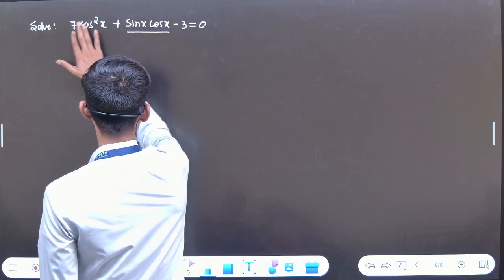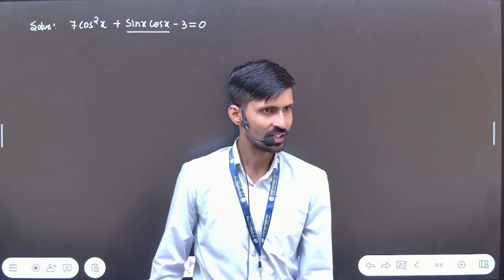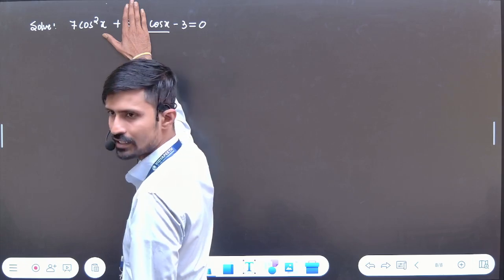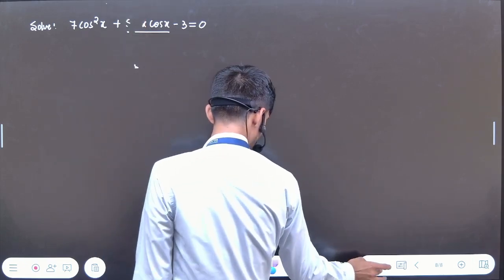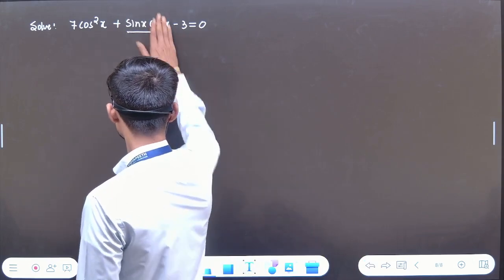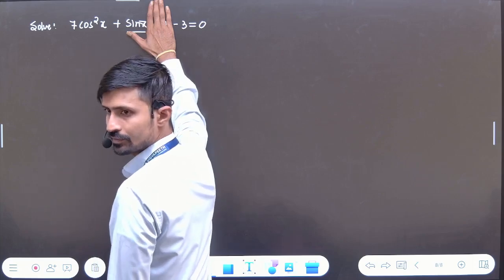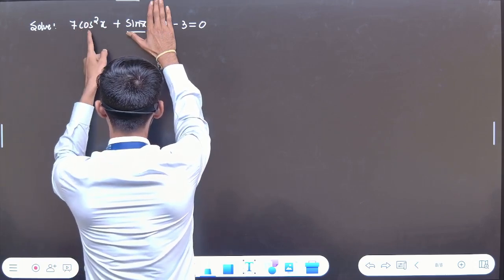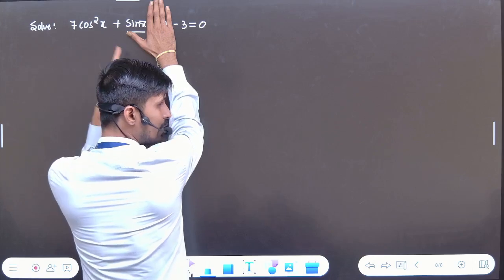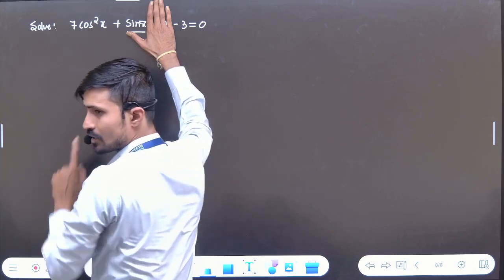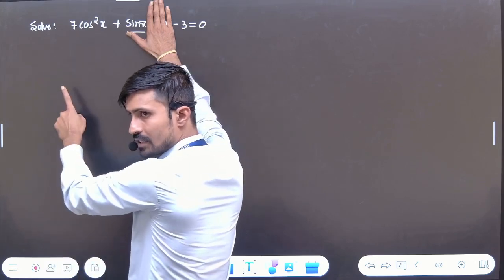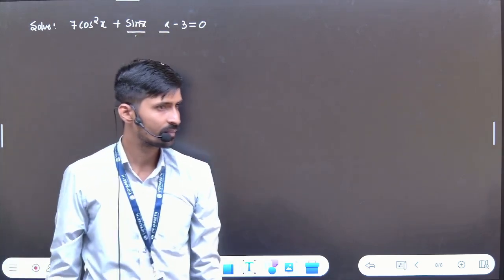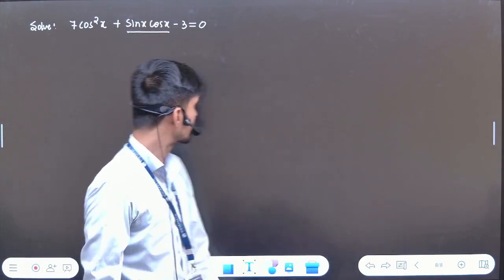So if sin x is not there, it will be quadratic in cos x. Directly we can see it is quadratic in cos x: 7 cos square x plus cos x minus 3 equals 0. Yes or no? Now listen here. If cos x is not there, so this is cos square x, this is sin x. Can we write cos square x as 1 minus sin square x? 7 will multiply and that will become 7 minus 7 sin square x. Yes or no? So 7 minus 7 sin square x plus sin x minus 3 equals 0.